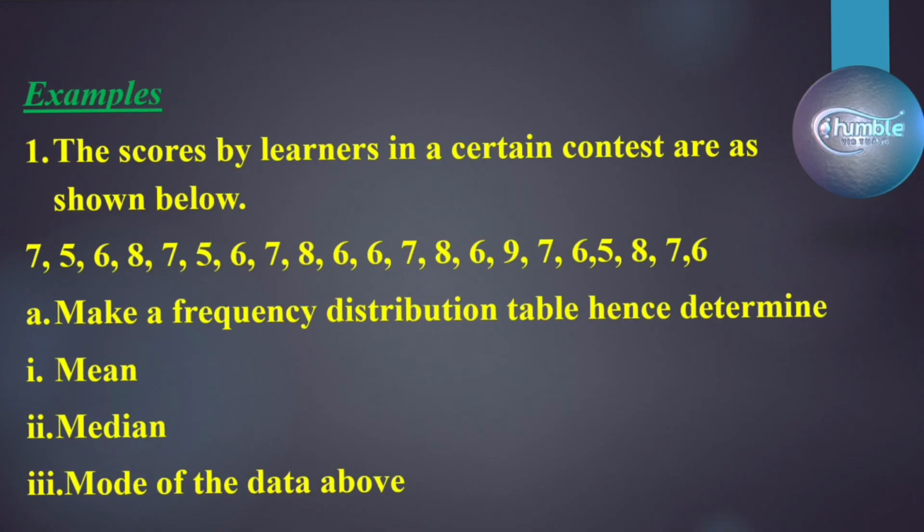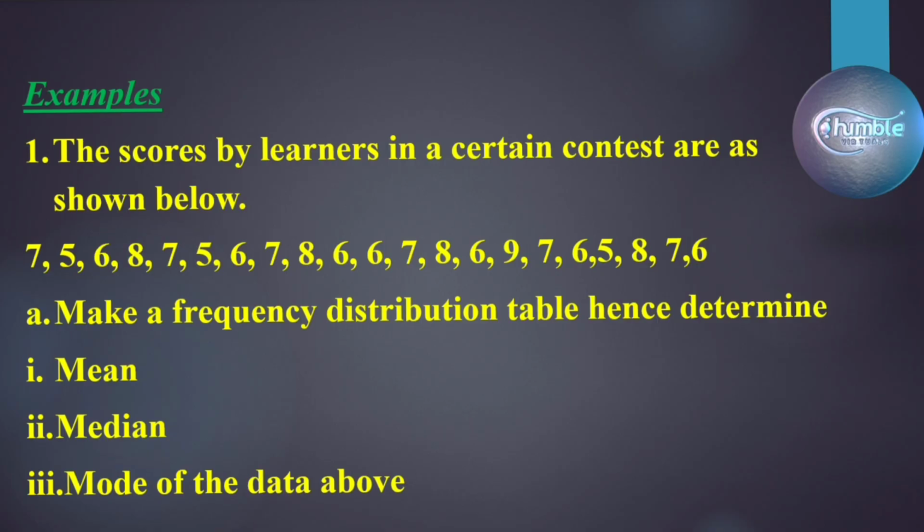The scores by learners in a certain contest are as shown below. We have 7 all the way up to the end of the data, as you can see on your screen. The first requirement: make a frequency distribution table, hence determine the mean, median, and mode of the data above. Let us see how we are going to get the mean, median, and mode from the frequency distribution table. The first thing, you need to generate this frequency distribution table.